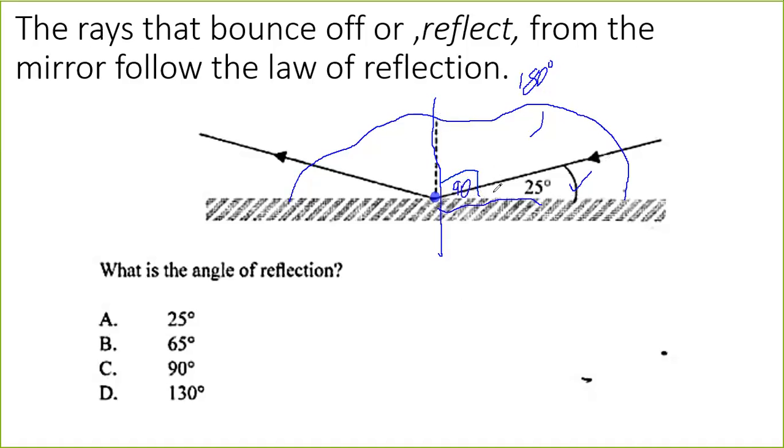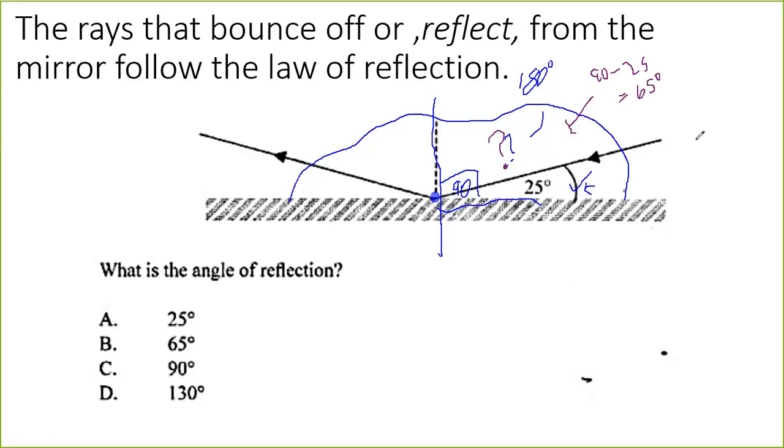Now, if we cut that 90-degree angle into two parts, and we know that this part here is 25 degrees, then what's this part? What's this angle? Awesome. 90 minus 25 is going to give us 65.